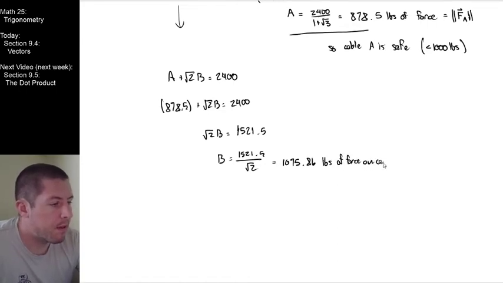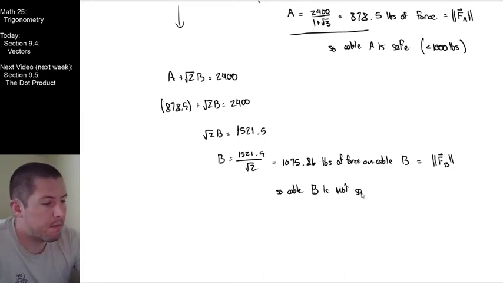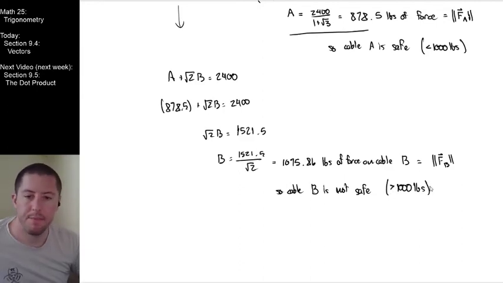on cable B. This is our total magnitude of force associated with cable B. This is too much. So cable B is not safe. It's greater than the 1,000 pounds that it is rated for.